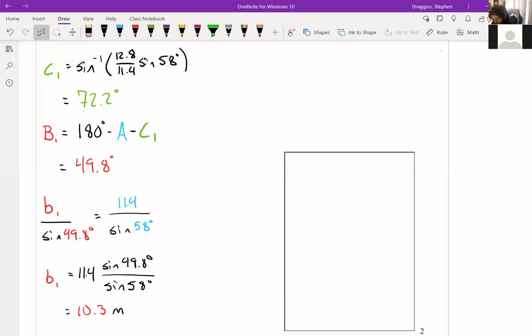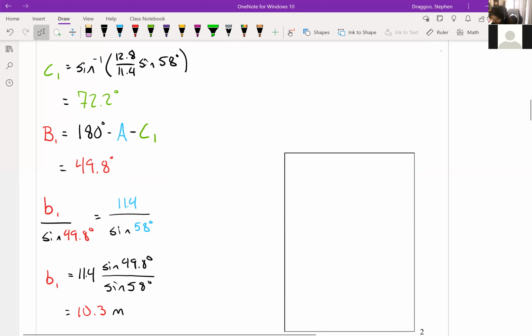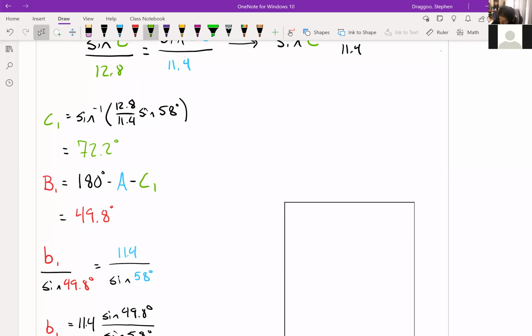So cool. That's our first triangle. Now we're going to come back up and solve for the second one. So angle C2 should have C1 as a reference angle. So it is 180 degrees minus C1, which comes out to 107.8 degrees.